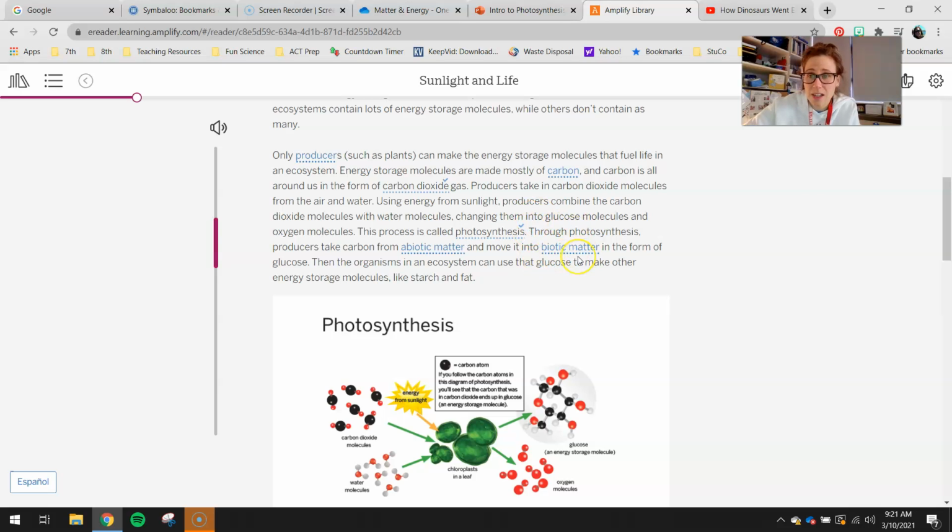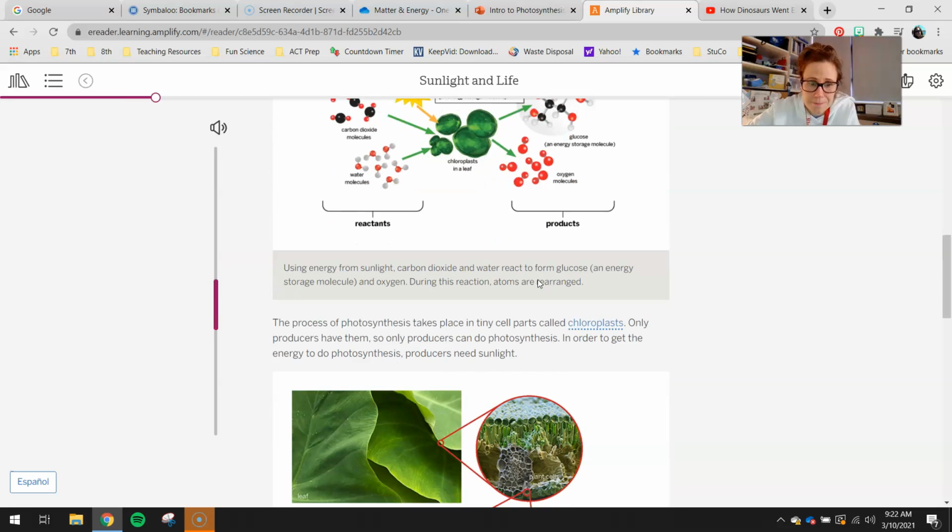So this is living matter, and obviously that plant is a living organism. So they take it out of the air and they move it into their living self or their living form in the form of glucose. Then the organisms in an ecosystem can use that glucose to make other energy storage molecules like starch and fat.